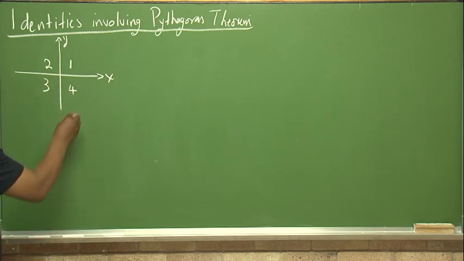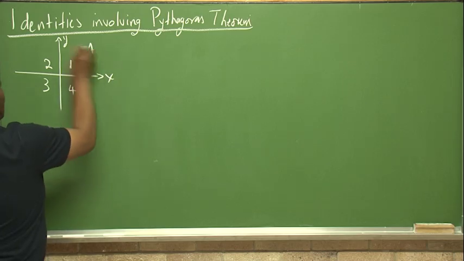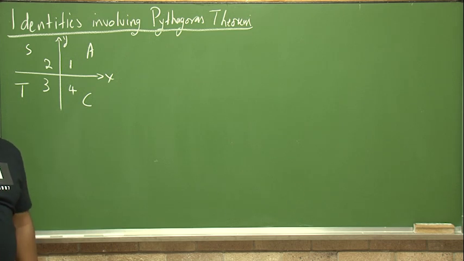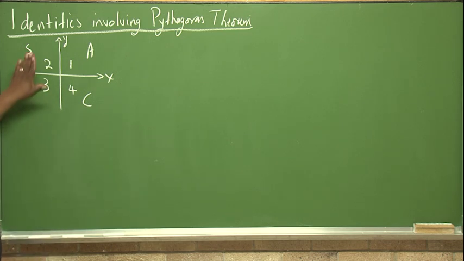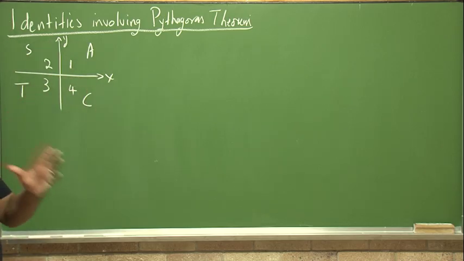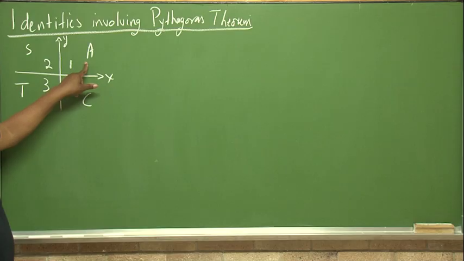And the CAST diagram, C-A-S-T. What is its role? The role of the CAST diagram is to indicate positive ratios. Everything that you are seeing here shows positive. In the first quadrant, all trig ratios are positive.